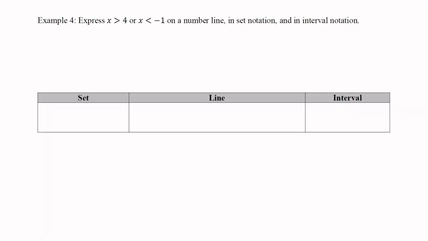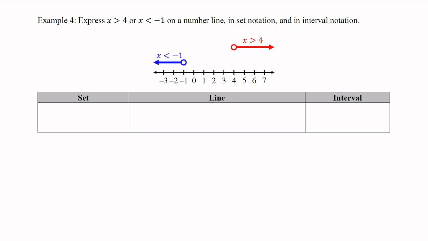Let's express this solution on a number line. So again, we use our sketched out number line. We're going to sketch the solutions above it. x is greater than 4 and x is less than -1. Now here we have an OR statement, which indicates that we need to include every part of the solution from both lines. So in this case, in set notation, we are going to write the set of all x such that x is greater than 4 or x is less than -1.